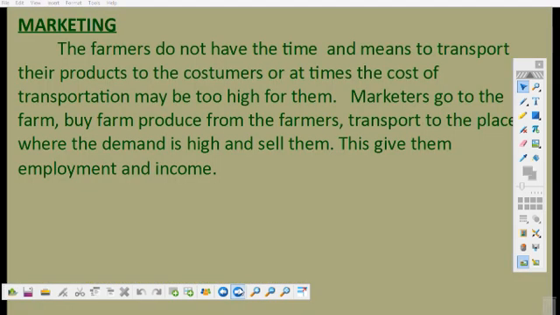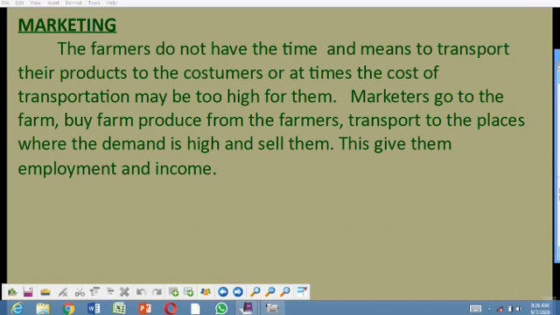Marketing. The farmers do not have all the time to transport their products to the customers or consumers. At times, the cost of transportation may be too high for them. Marketers go to the farm, buy farm produce from the farmers, transport it to areas where the demand is high and sell it. This gives them employment and money.